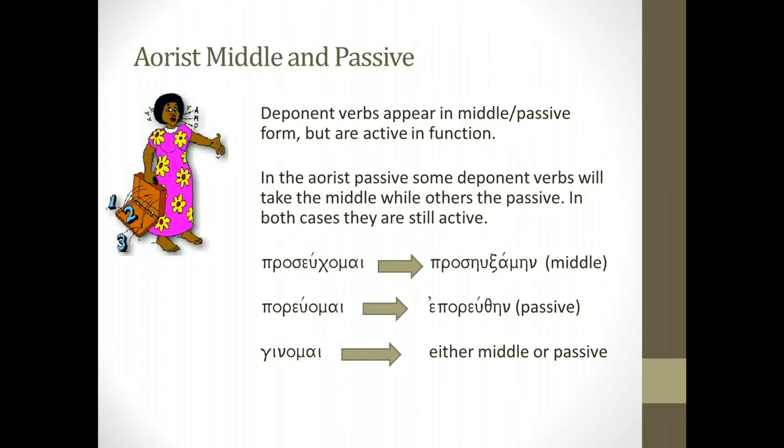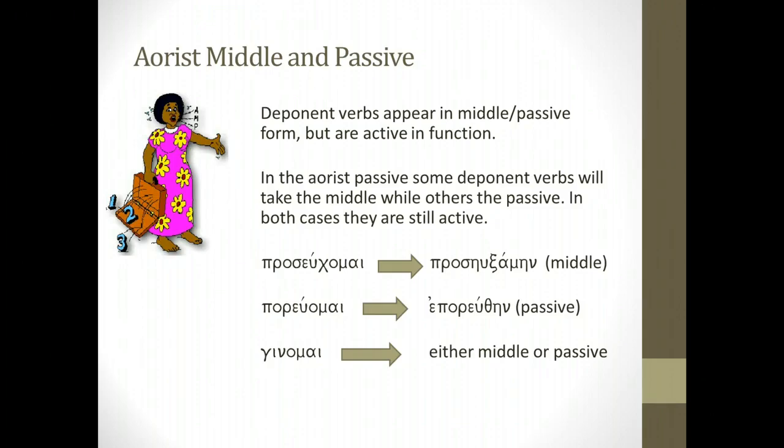Rather than racking your brains trying to remember which one takes middle and which one takes passive, the best thing to do is just to memorize, as I've already told you, what verbs are deponent and recognize that they take middle passive endings but are translated actively. And so it shouldn't matter for you in the aorist tense whether it's middle or passive. What's important is that you know it's deponent and that you translate it with the active voice.